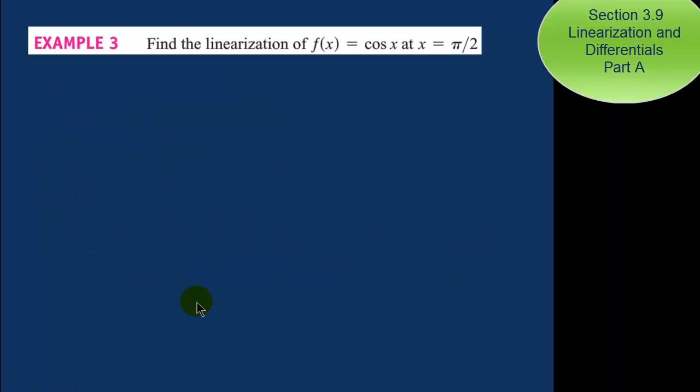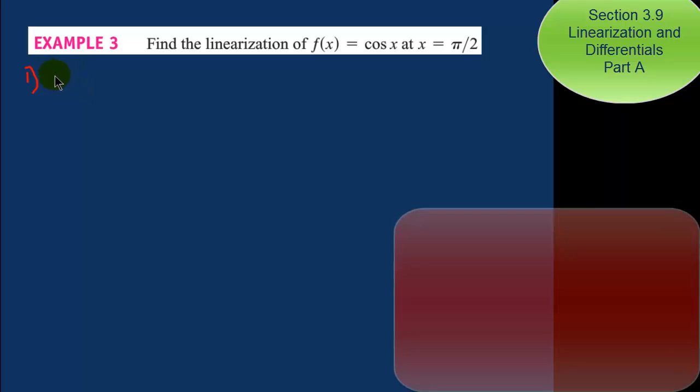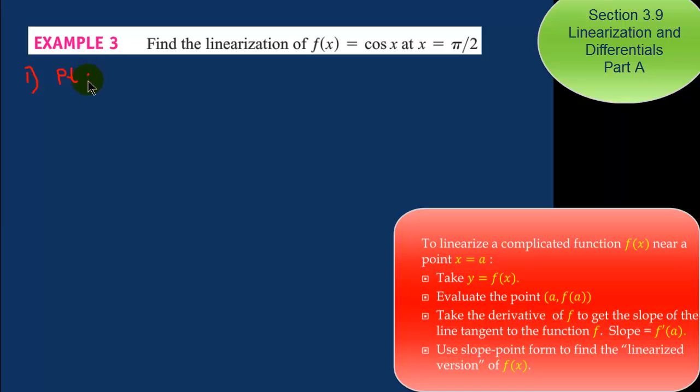Find the linearization of f of x equal to the cosine of x at the point when x is equal to pi over 2. Okay, first thing we do is we evaluate the point, so find the point. To get the point, we let x be equal to pi over 2, and of course f of pi over 2 is equal to the cosine of pi over 2, and what is the cosine of pi over 2? It's 0. So the point that we have where we have our localized approximation is at pi over 2, 0.